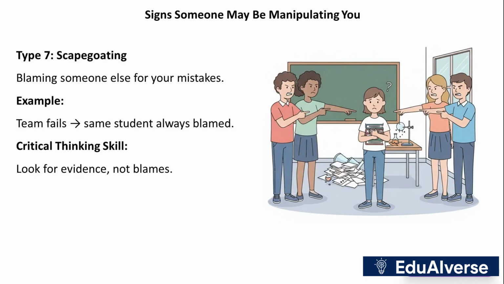Scapegoating involves blaming someone else for your mistakes. For example, when a team fails, one student might always be blamed. Instead of accepting blame, look for evidence to understand the real issue.